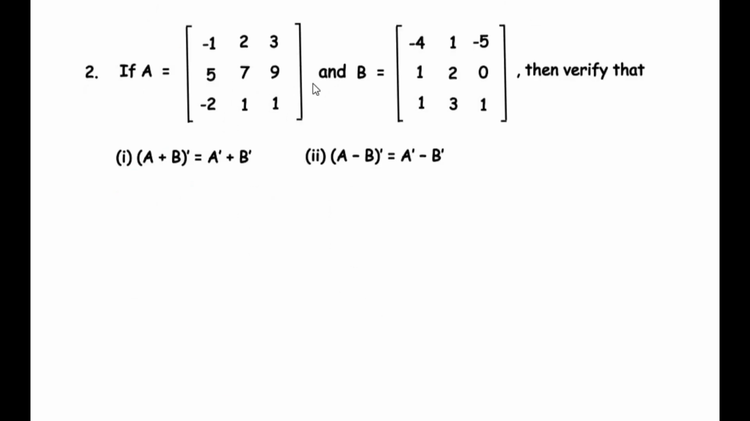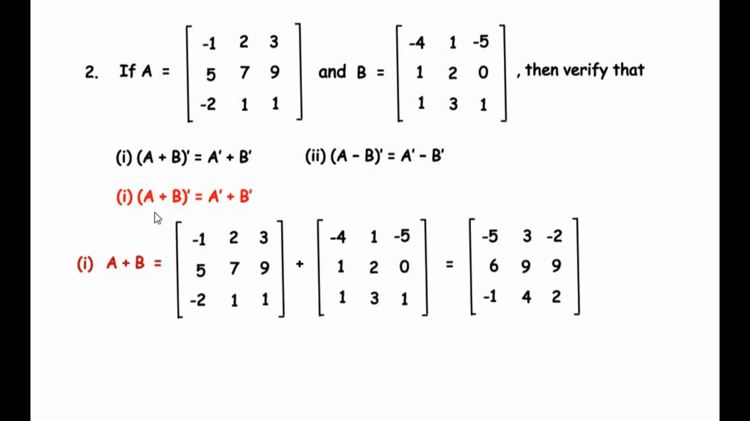If A and B are two 3 by 3 square matrices, then verify that A plus B the whole transpose is equal to A transpose plus B transpose. And the second sub question is A minus B the whole transpose is equal to A transpose minus B transpose. So here we have to show that the left hand side is equal to right hand side. So let us start with the first sub question now. Now here we are going to start with the left hand side, that is A plus B transpose.